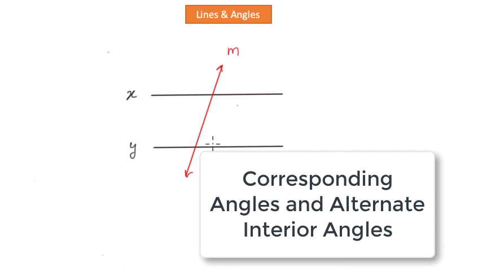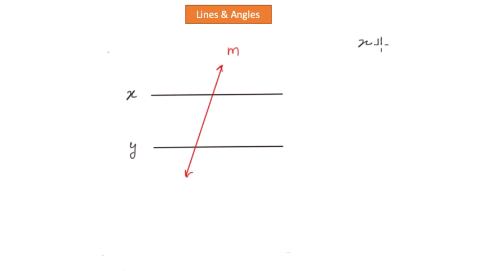So consider this diagram now. In this case, I have two lines. Line X is parallel to line Y, okay? And let me put some arrows here so that it looks like a line, okay? And then we have a line M, and this line M intersects these two parallel lines.